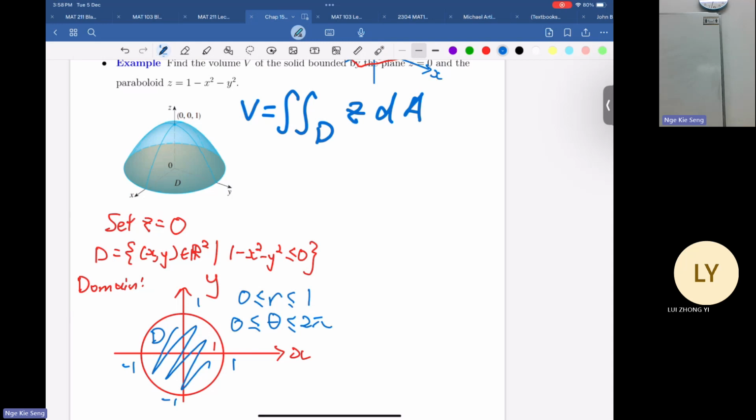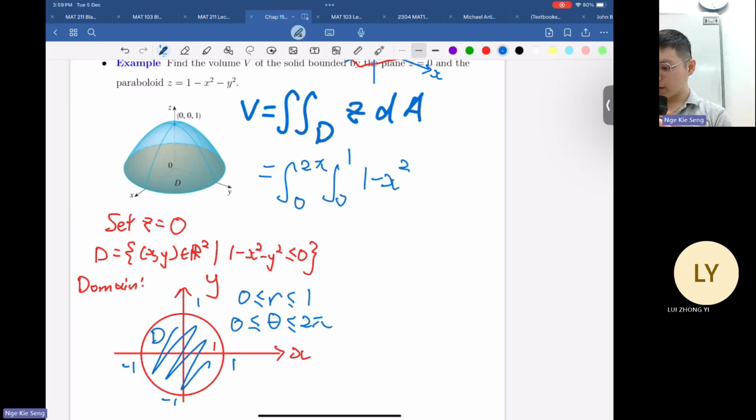Radius all the way from 0 to 1, and then you sweep out all the points from theta equals 0 all the way to 2 pi. Make sense or not? If this makes sense, we need to integrate over the polar rectangle here, going from 0 to 2 pi, 0 to 1.